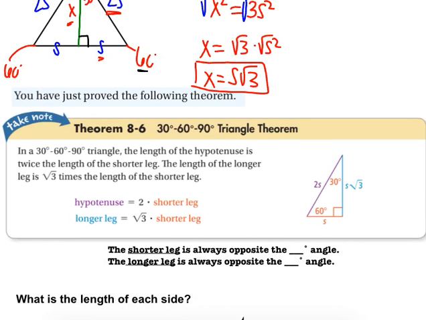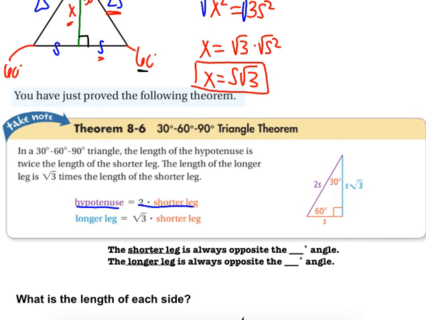So this time I have two things I want you to bubble in here. First one is your hypotenuse is 2 times your short leg. So here's your hypotenuse right here, and it's 2 times this short leg. Agreed? If this is s, this is 2s. If this was 5, this would be 10.